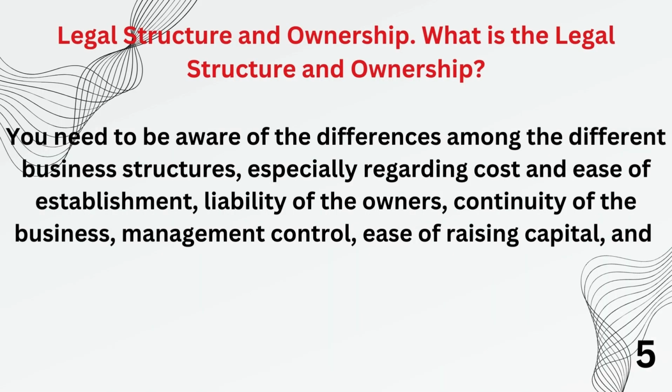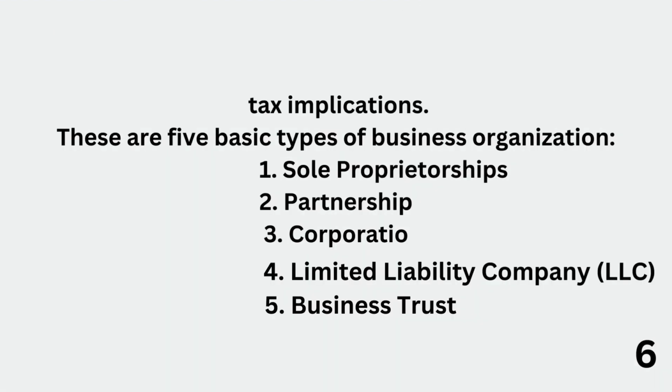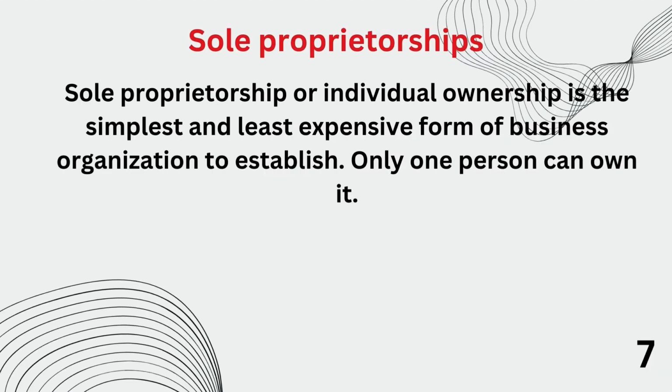Legal structure and ownership. What is the legal structure and ownership? You need to be aware of the differences among the different business structures, especially regarding cost and ease of establishment, liability of the owners, continuity of the business, management control, ease of raising capital, and tax implications. There are 5 basic types of business organization: 1. Sole proprietorships. 2. Partnership. 3. Corporation. 4. Limited liability company, LLC. 5. Business trust.